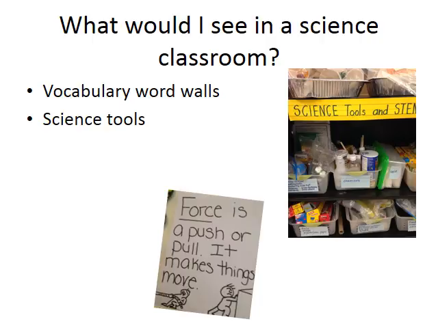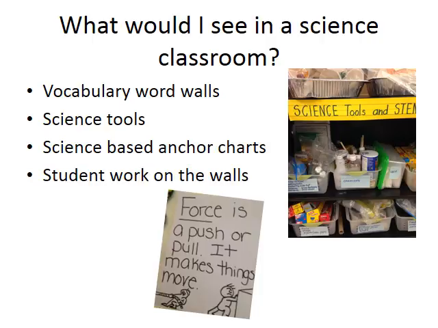Science tools. Science tools such as hand lenses, droppers, balances, etc. can be seen in a science classroom as tools for students to use when exploring new concepts and ideas in science. Science-based anchor charts. The students are constantly learning new things and making connections, so oftentimes teachers will use anchor charts to help students remember their learning and to have something to reference when making connections. Students work on walls. Classrooms will also have evidence of student learning and highlights of student work up on the walls for everyone to see. Small groups.